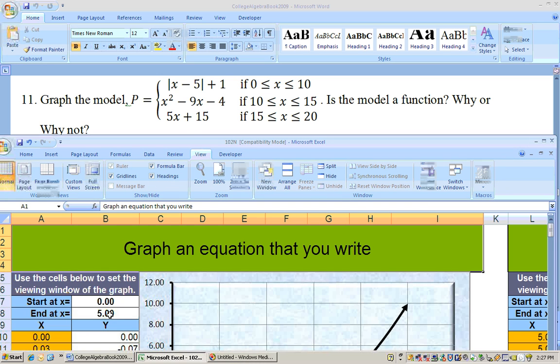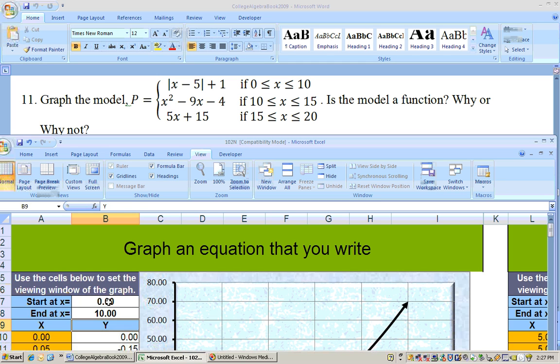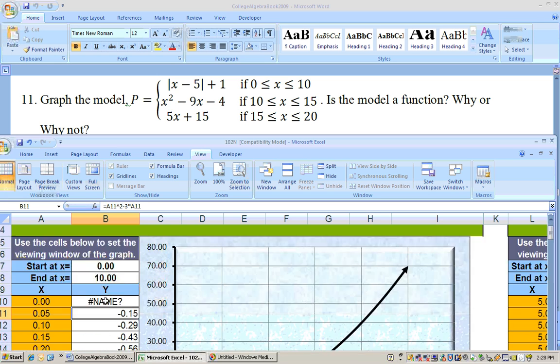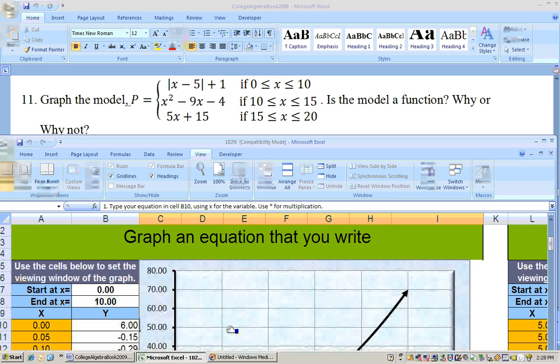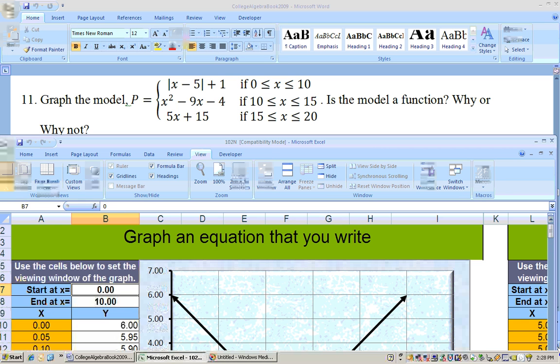Okay, so let's go ahead and graph the first one. I'm on the graph sheet now. The first one goes from 0 to 10, and that equation is, I'm going to type in equals, ABS, which means absolute value, parentheses, x minus 5, close parentheses, plus 1. Hit enter, scroll down, click the button, get the graph, and we got the first one.